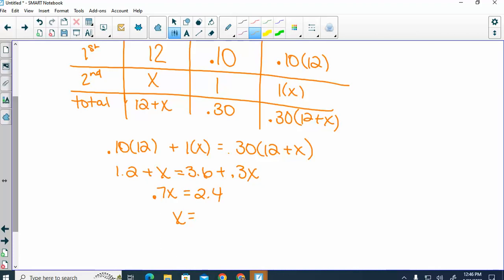So there are different ways you can say it: 3.4. You could say 24 over 7. You could say that would be 3 and 3/7. I don't really care, but what is the important thing that we have to do to finish this? Right, second. Write a sentence. So the question was how much pure alcohol would be needed.